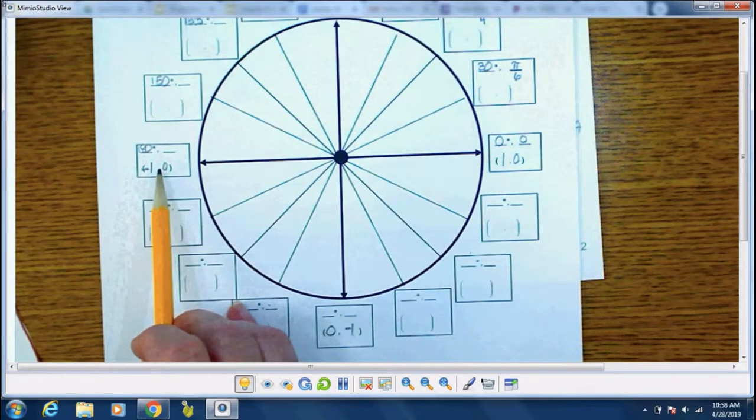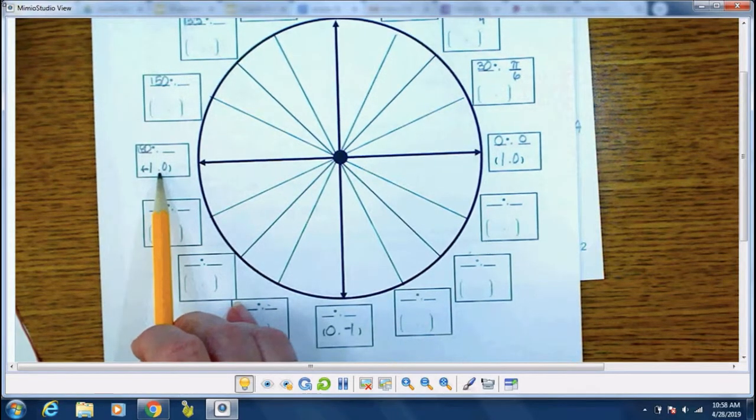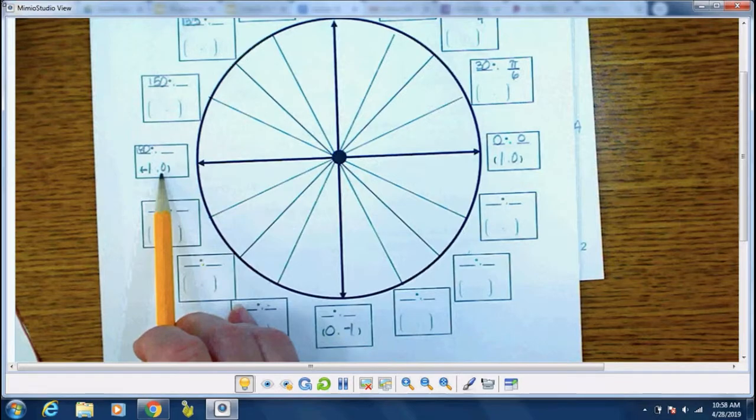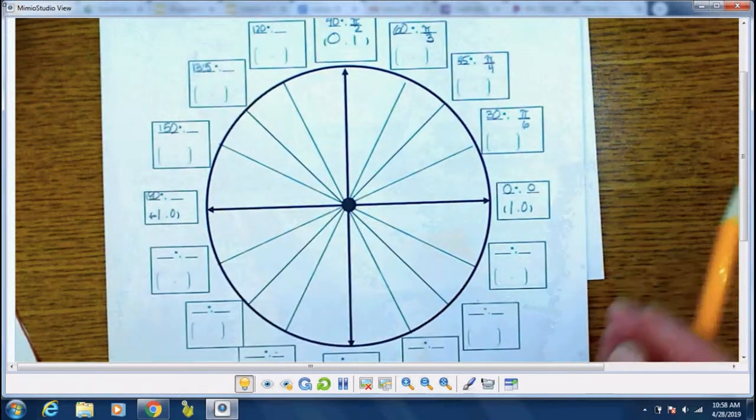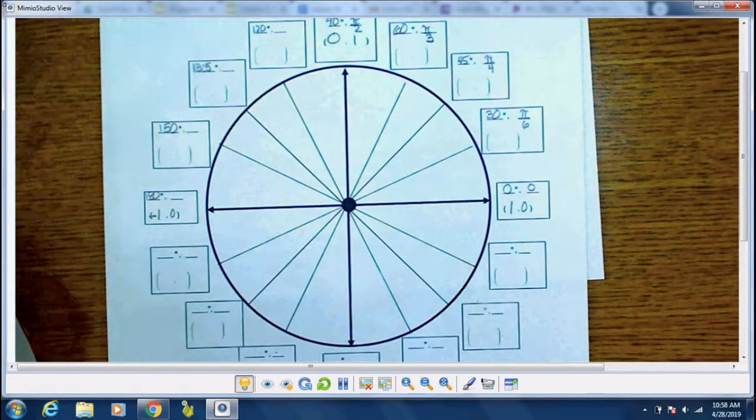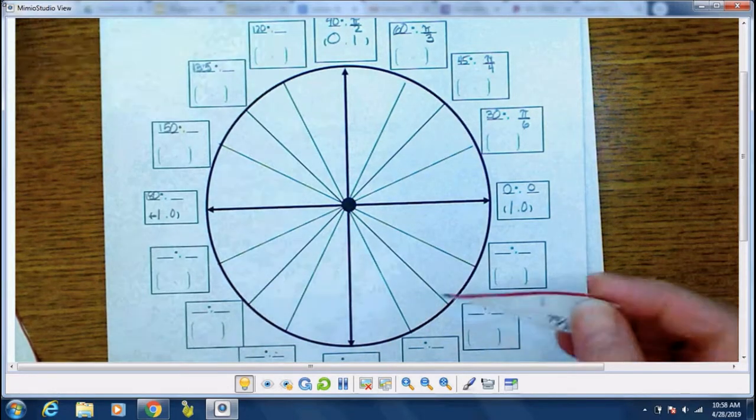Oh, I think I was talking about if you put sine of 180 into your calculator, you're going to get 0. And if you put cosine of 180 into a calculator, you'll get -1.